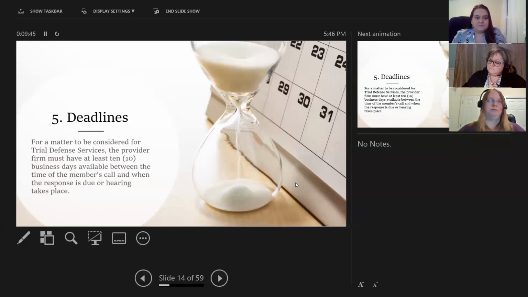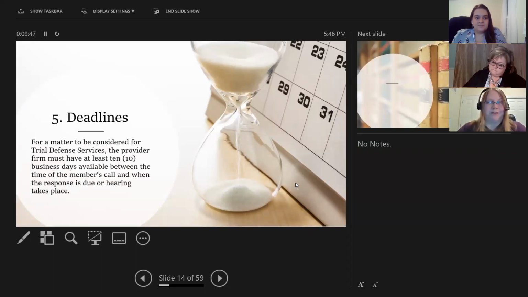Deadlines. For a matter to be considered for trial defense services, we need to have at least 10 business days between the time the member calls and when a responsive pleading is due. So this is important and something that members should always be made aware of, and we always tell them, as soon as you're served with something, you need to let us know. Don't sit on it. Don't wait until the day before the hearing.